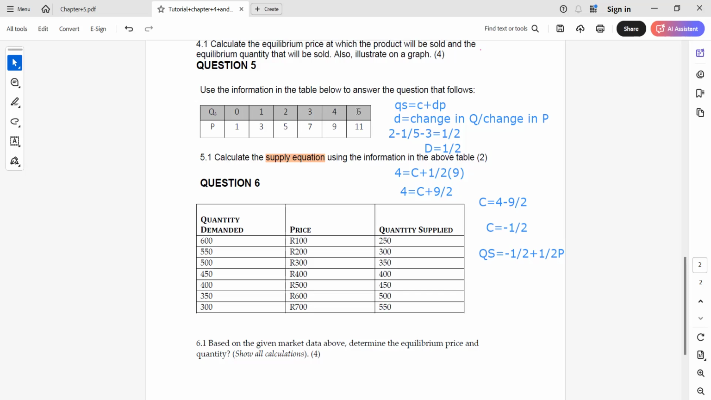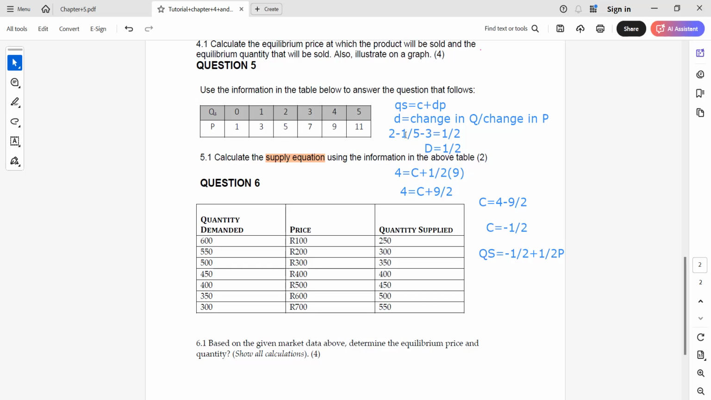So if you're able to substitute any price, or even if you substitute into your quantity supplied and you get these prices here, then it means your equation is correct. So our equation is correct. So we're done with this one.